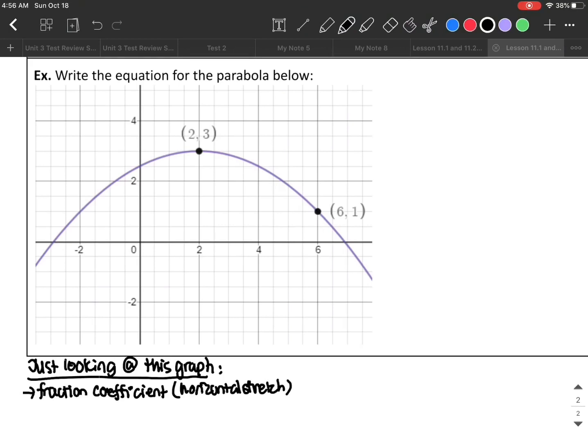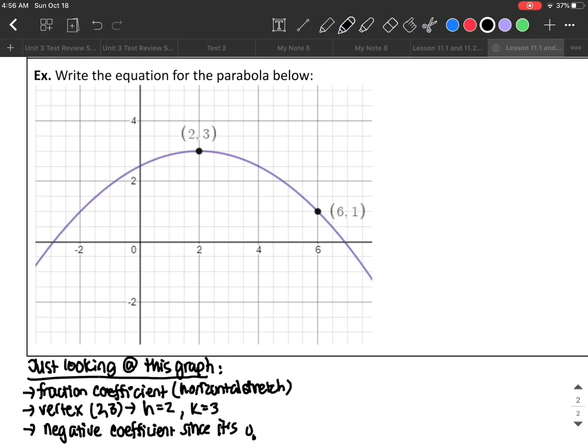I also know, just looking at it, that the vertex is 2, 3, which tells me my h is equal to 2 in my vertex form, and my k is equal to 3. So the number that I'm subtracting inside is 2, the number I'm adding on the outside is 3. And I also know that it's a downwards parabola, so I'm going to have a negative coefficient in front, since it's upside down.